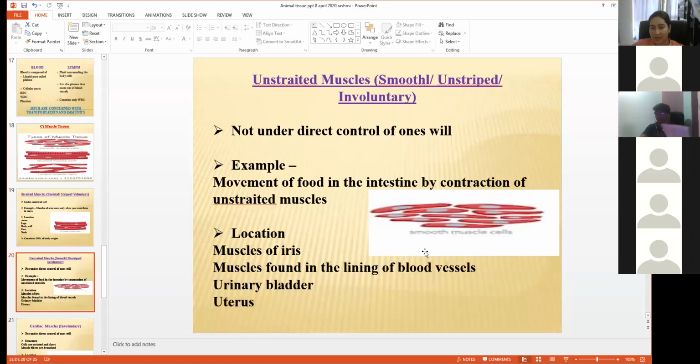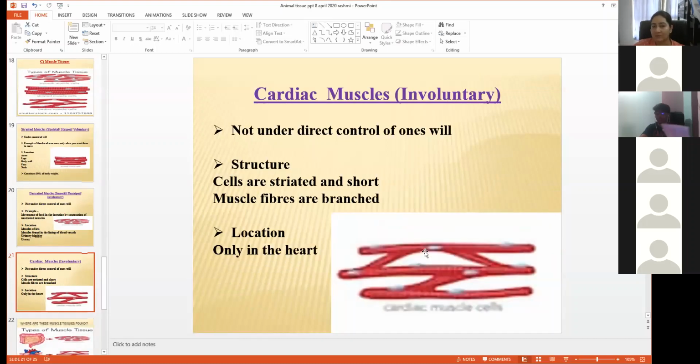Okay. Next, the last one, we come to the cardiac muscles. Even this is involuntary muscle. Now, why is this involuntary? You all know the heart goes on, it pumps blood, it is working day in and day out. You sleep, but the heart does not sleep. The heart will sleep only when a person dies. Okay. So it is involuntary.